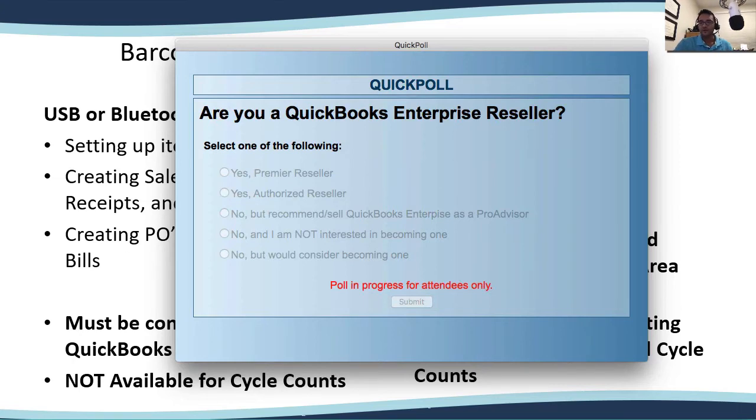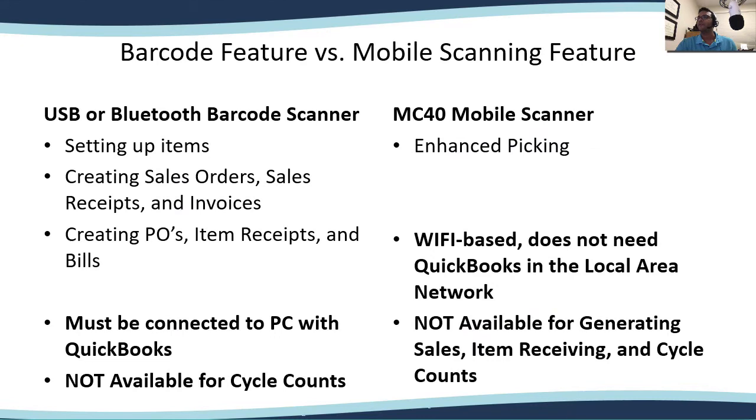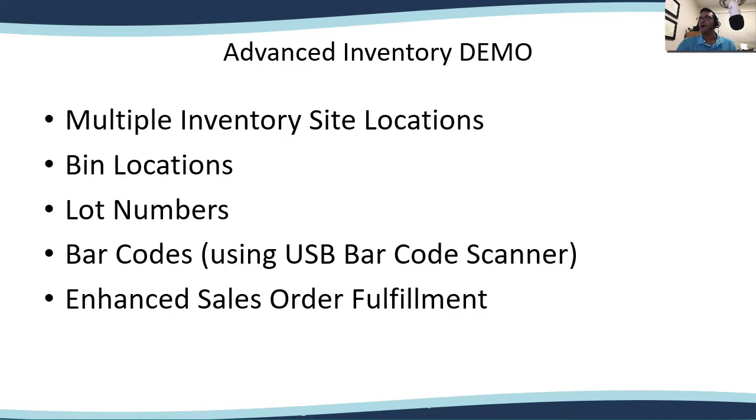Okay, so let me close the polling question, and we're about halfway through, and now we're going to do the demo portion. We're going to demonstrate these in order: multiple inventory site locations, bin locations, lot number, USB barcode, and the new wireless barcode scanning. The reason why I have to explain all is because they all integrate and work together. They're all part of the advanced inventory feature. So I want to make sure that we're 100% in the clear on how all these functions work.